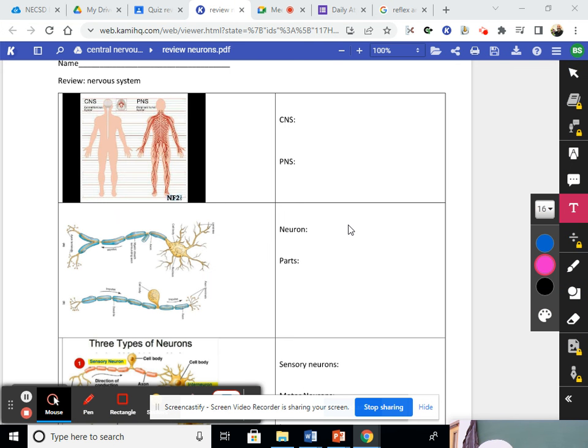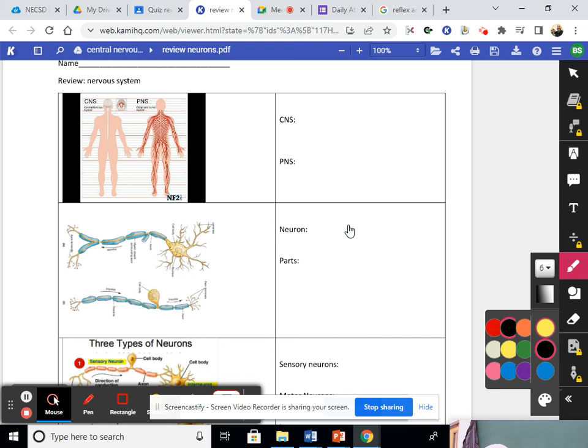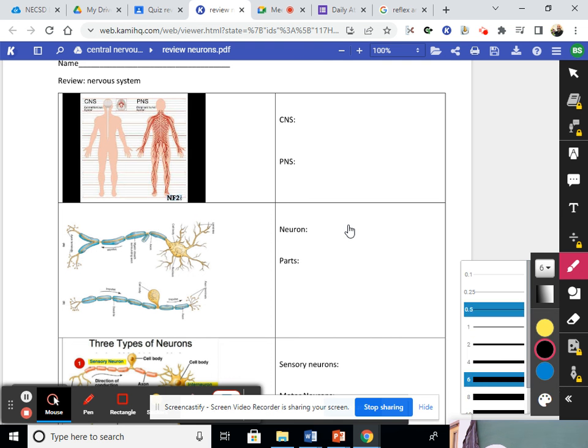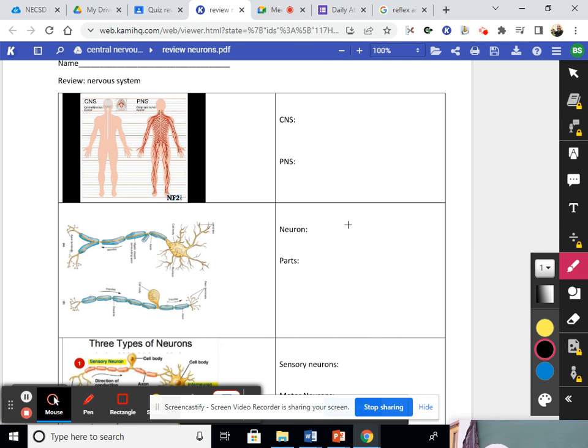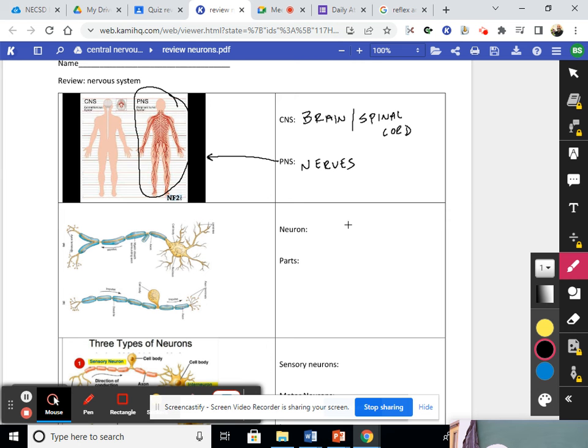What makes up the central nervous system? With two parts. There's two parts in there. What are they? Yeah, brain and spinal cord, right? And the peripheral nervous system, all the nerves that extend off of the spinal cord. And if you look at this picture, this is all the nerves of the body, right? That's it.